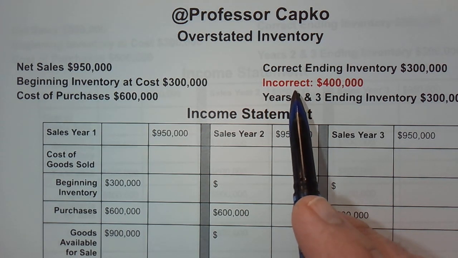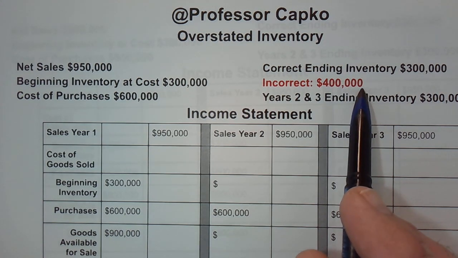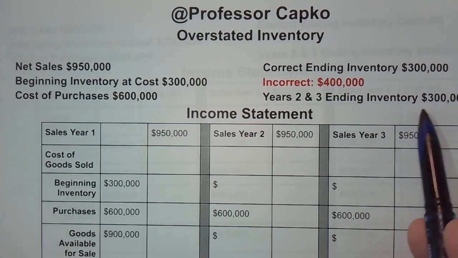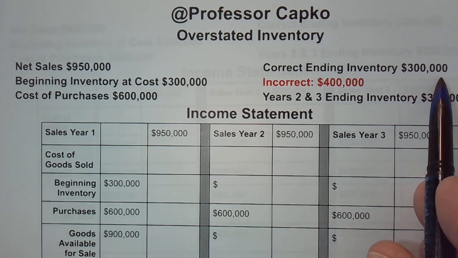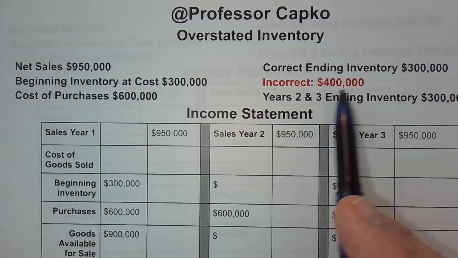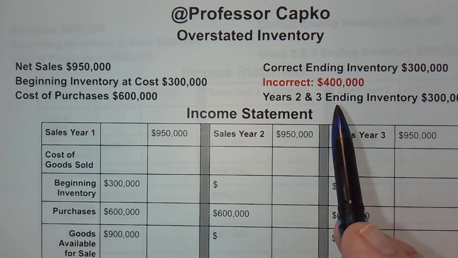So in our example we're going to work through here, an ending inventory of $400,000 is recorded, but the actual ending inventory is $300,000. So there's actually $300,000 worth of items in the warehouse to be sold to customers, but we incorrectly write down or count $400,000 worth of items. So we're going to work our way through that.